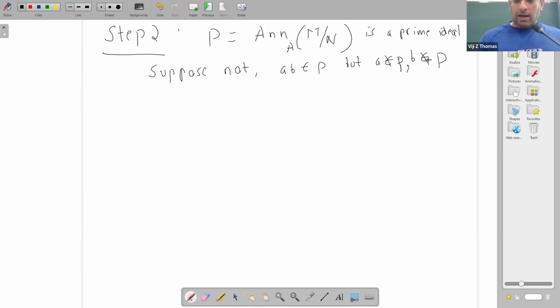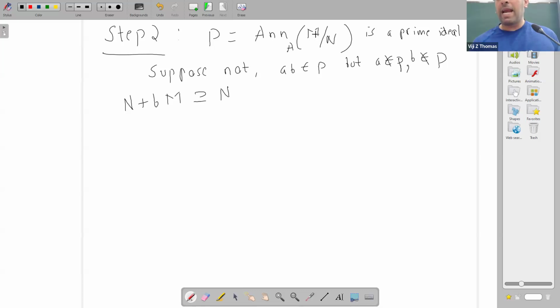Now notice this. Those who were present yesterday, I hope you can see. What can you say about this submodule of M? b is an element not in P. So this bM is not in N. I've given you the hint. So what can you say? It contains N. I want to say it strictly contains N. Why does it strictly contain N? Because bM is not contained in N.